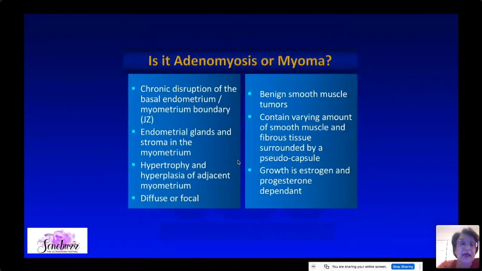And it can be a diffuse or focal process. By contrast, myomas are benign smooth muscle tumors that contain variable amounts of smooth muscle and fibrous tissue, and they have a pseudocapsule. So they should be well defined, and their growth is estrogen and progesterone dependent.